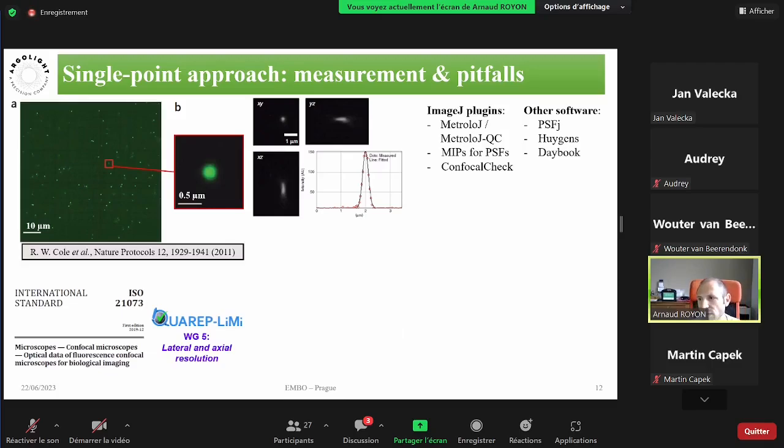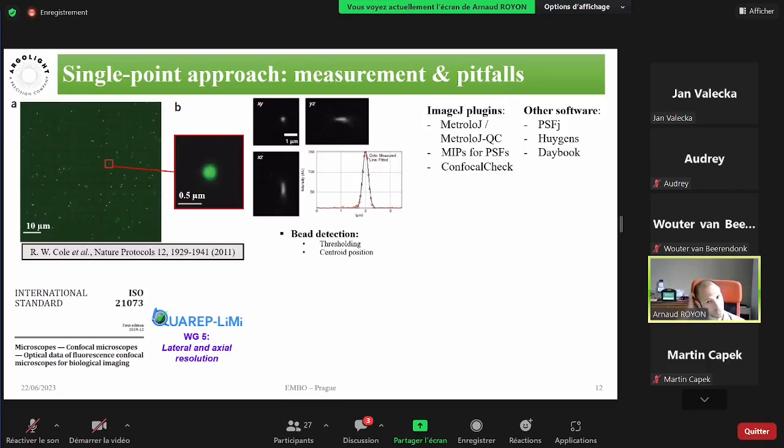Although this approach looks quite simple, there are actually many pitfalls that should be looked at carefully. These pitfalls have been emphasized by the ISO group working on confocal microscope optical data, and also by QUAREP-LiMi, and in particular by working group 5, working on lateral and axial resolution. For those who do not know, QUAREP-LiMi is an international endeavor to try to make fluorescence data more reproducible, and it is focused on the quality control and quality assessment of fluorescence imaging systems.